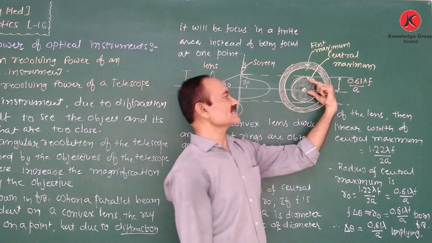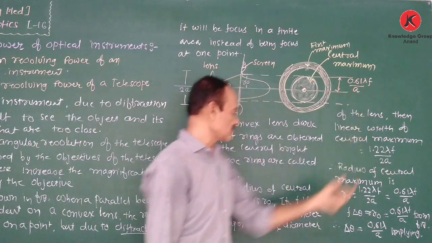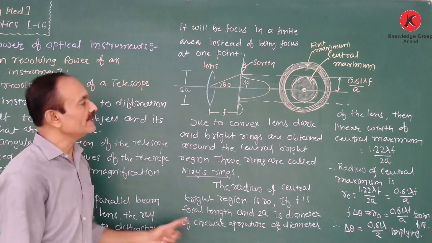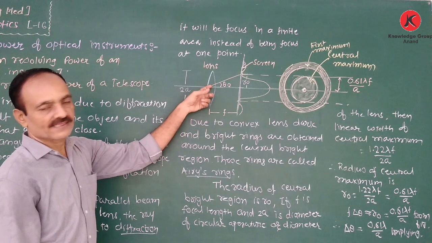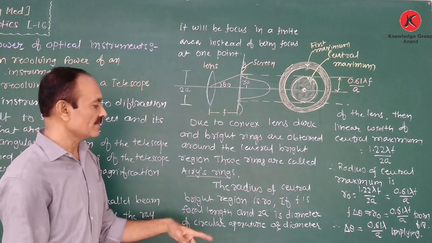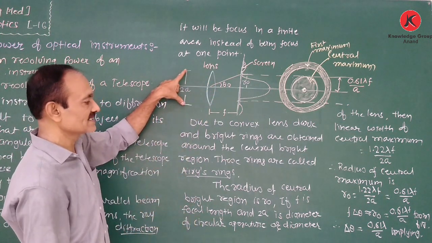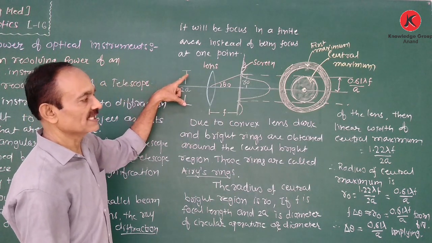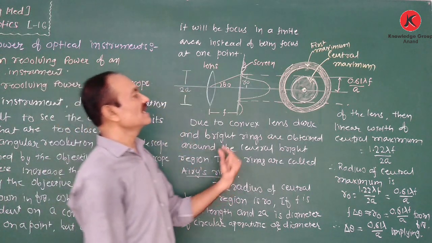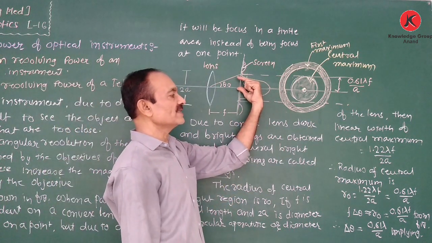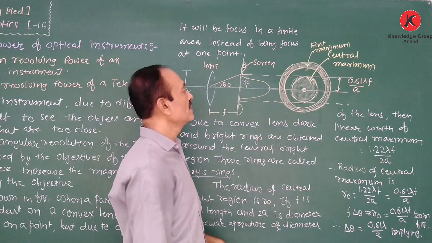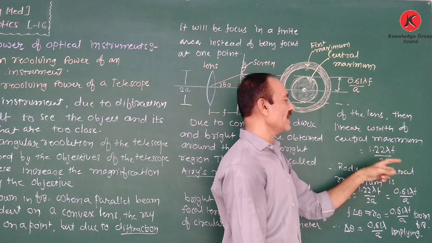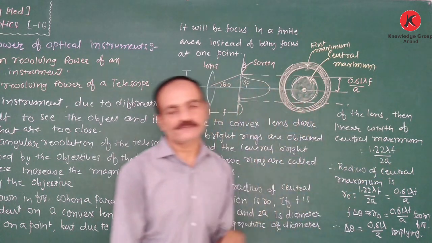Now, the radius of the central maxima, or the radius of the central bright region, is R0, and F is the focal length of a convex lens, and 2A is the diameter of the aperture of a lens, or the diameter of a lens. So in that case, the linear width of a central maximum is 1.22 lambda upon 2A into F.